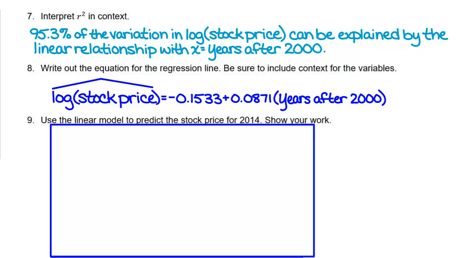If you have not already, and I don't expect you to because I didn't tell you to, I want you guys to try to do number 9. Use that linear model, the log stock price model. It's still a linear model because we have a y-intercept and a slope. I want you to use that to predict the stock price for 2014, just like we did on the front side, but new equation. And we want to solve this for stock price, not log stock price. I want the stock price at the end.